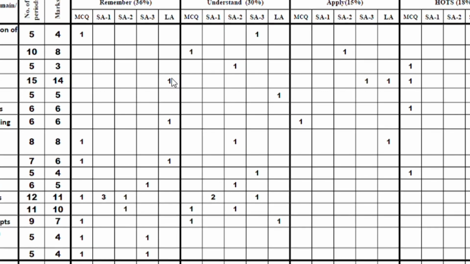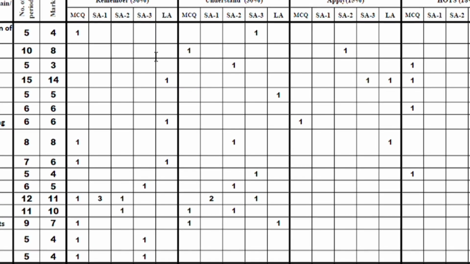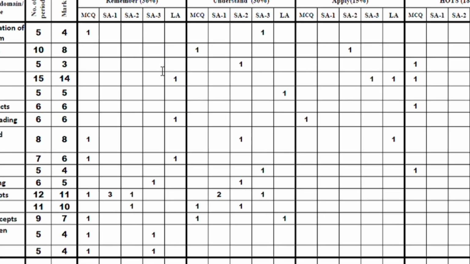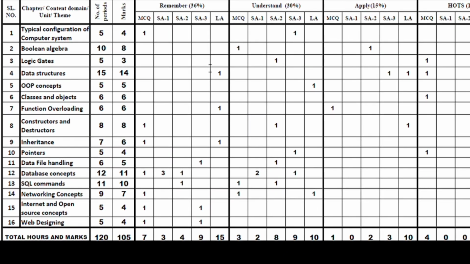Let me clarify that. In typical configuration, we have one MCQ. So we all know it is of totally 4 marks. So you have one MCQ which is from remember, and you have a 3 marks question which is from understand. The same way, Boolean algebra, we have one MCQ from understand and you have a 2 marks question from application level, and you have the 5 marks question from HOTS, high order thinking.